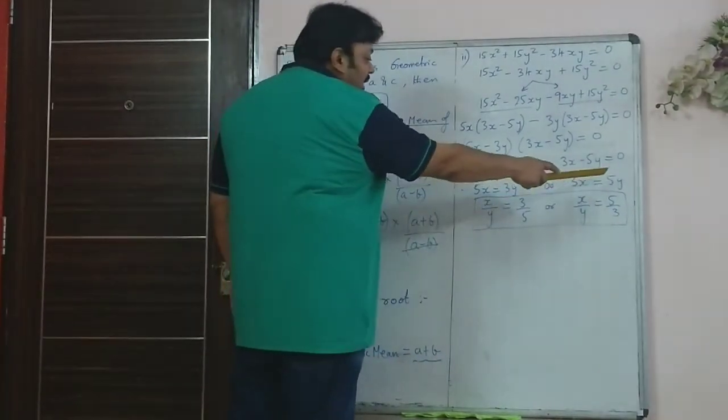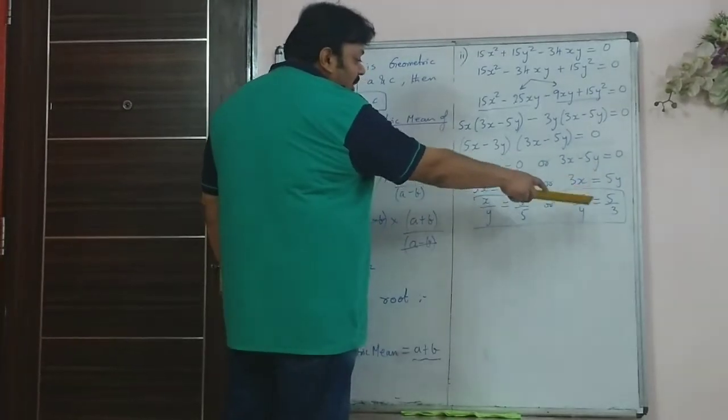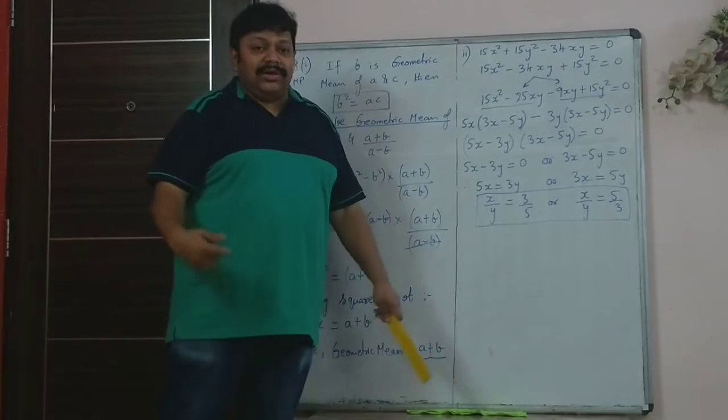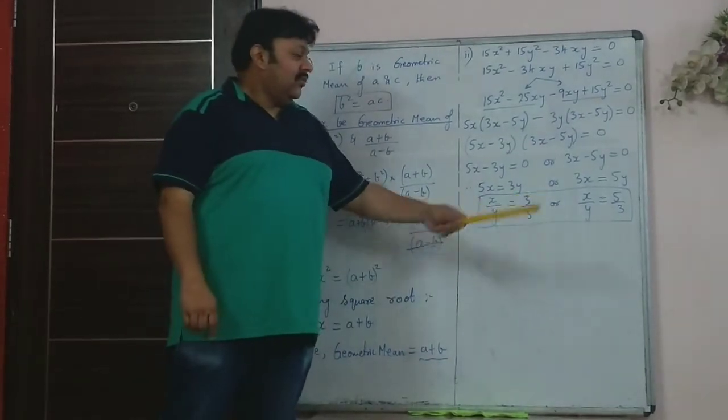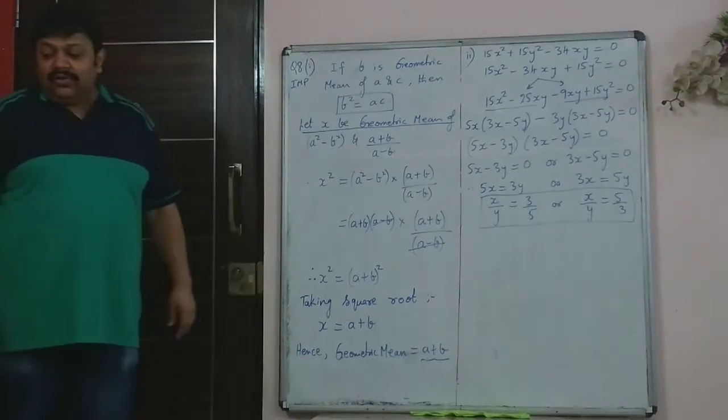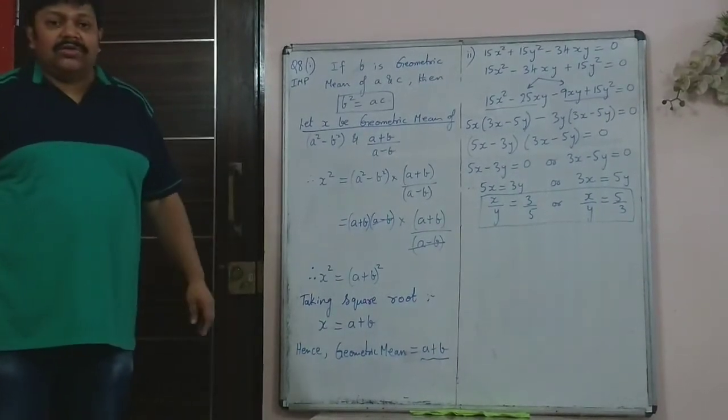And there you get 3x is 5y, so x upon y is 5 upon 3. So it could have these two possibilities. X upon y could be either 3 upon 5 or it could be 5 upon 3. We go on to the third, fourth part of this particular question number 8.